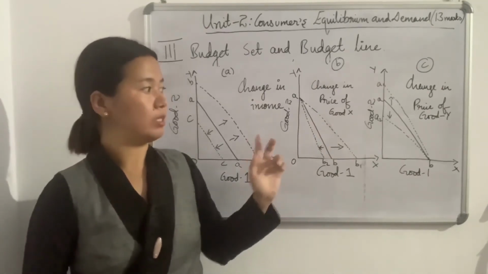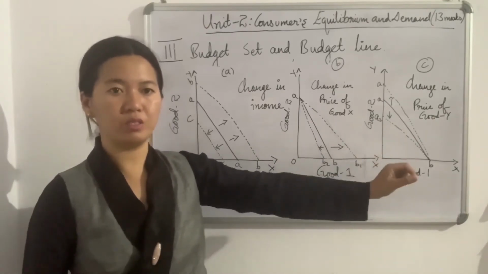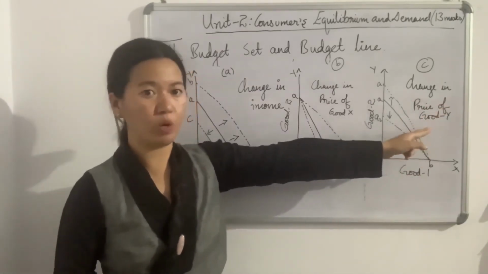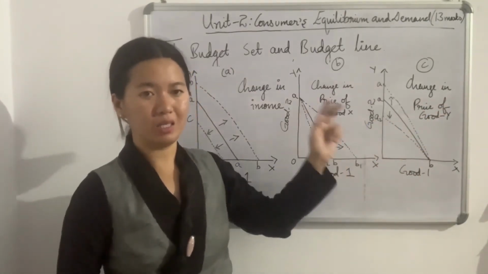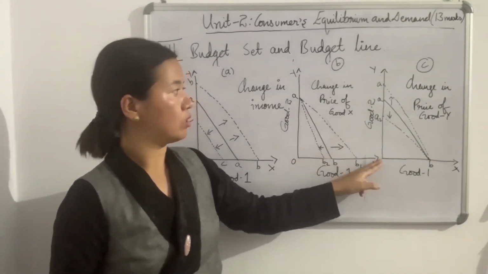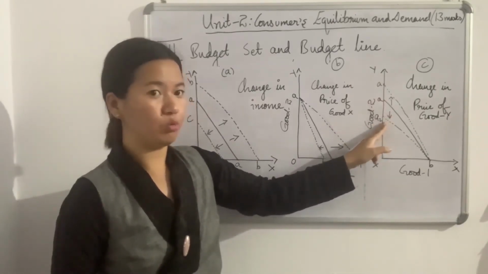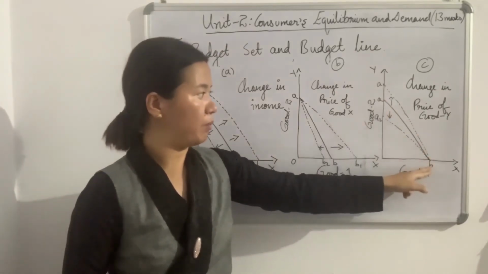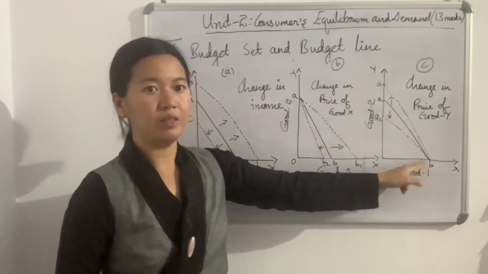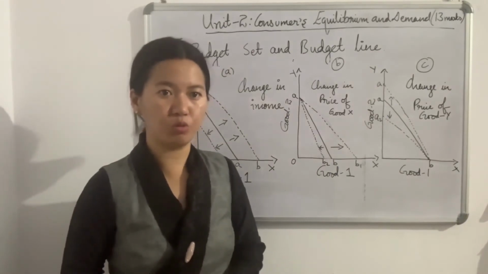Here in the third diagram, the price of good 1 and also your income remain constant. So we are not talking about that. We'll be talking only about the changes in the price of good Y. When the price of good Y increases, you'll be able to buy less of good Y. Therefore, your budget line will rotate downward from AB2 to A2B. That is, you will be able to purchase less because of the increase in the price of good 2.